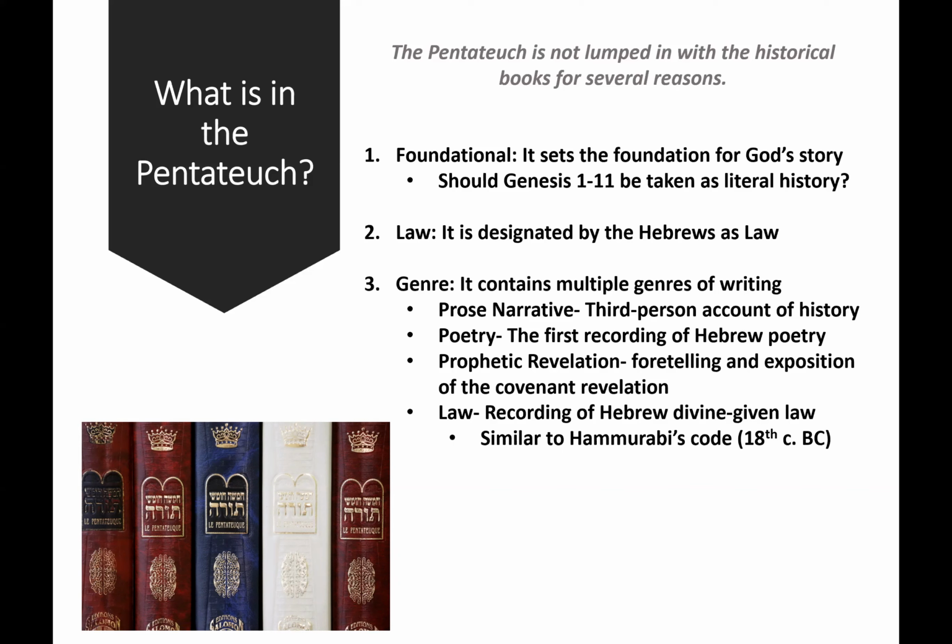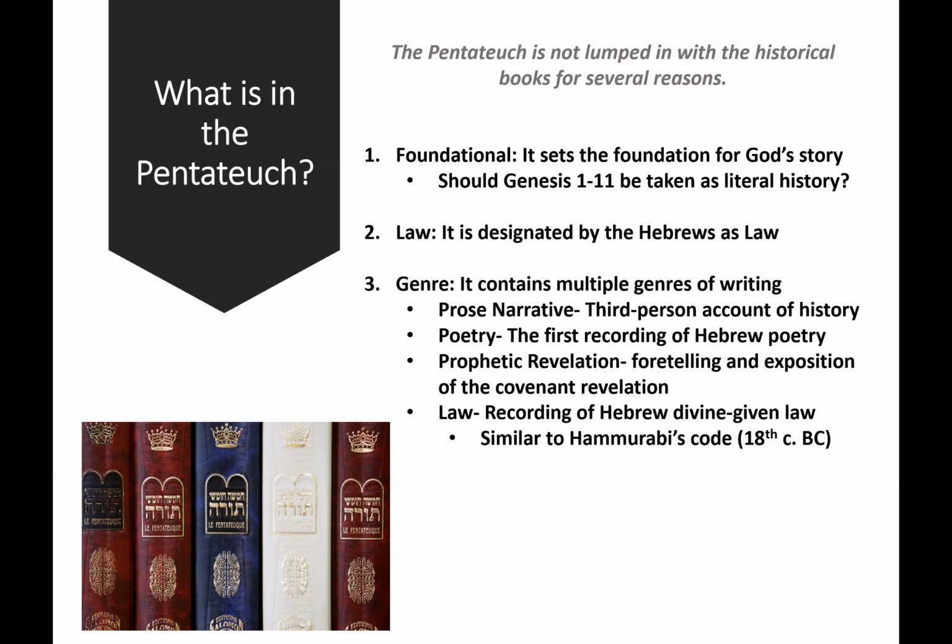You also have poetry. This is the first recordings that we still have of Hebrew poetry. You have prophetic revelation, which foretells and exposits the meaning of covenant revelation, of things that happen that God reveals through his special revelation to Moses or to Joshua. We see these things happen in Scripture. And then we have law.